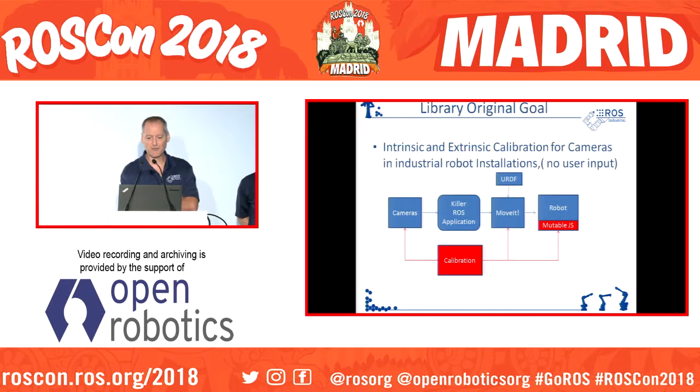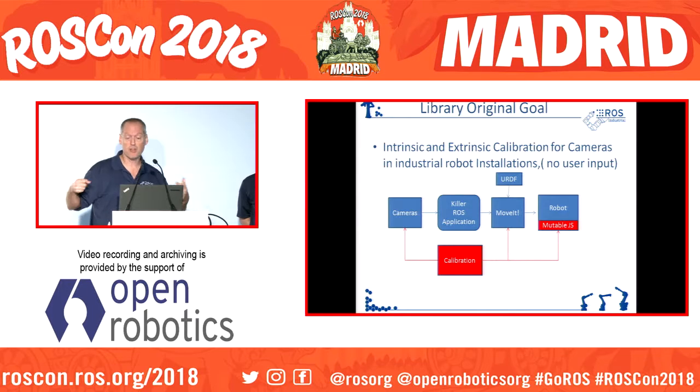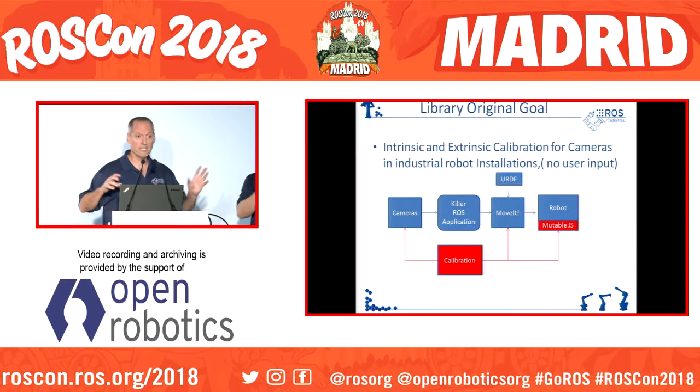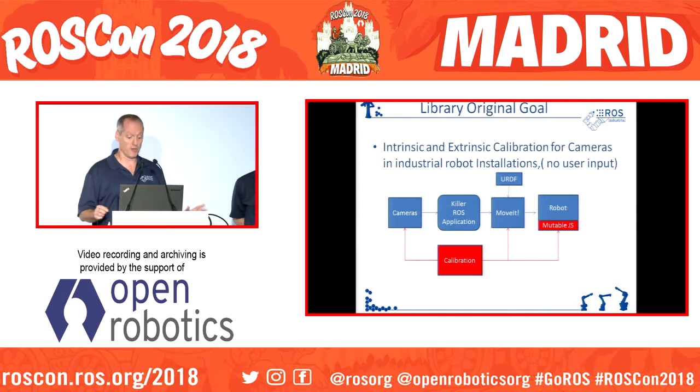Several years ago, I built a system for doing extrinsic and intrinsic calibration, and it was designed for industrial applications. The idea was that it would be part of some killer ROS application on a factory floor, and whenever the cleaning people came in and accidentally bumped your camera, the system would recognize it. This calibration system would then take over control of the robot. It would move it through a bunch of poses. It would recalibrate everything and have you back up and running with no user input.